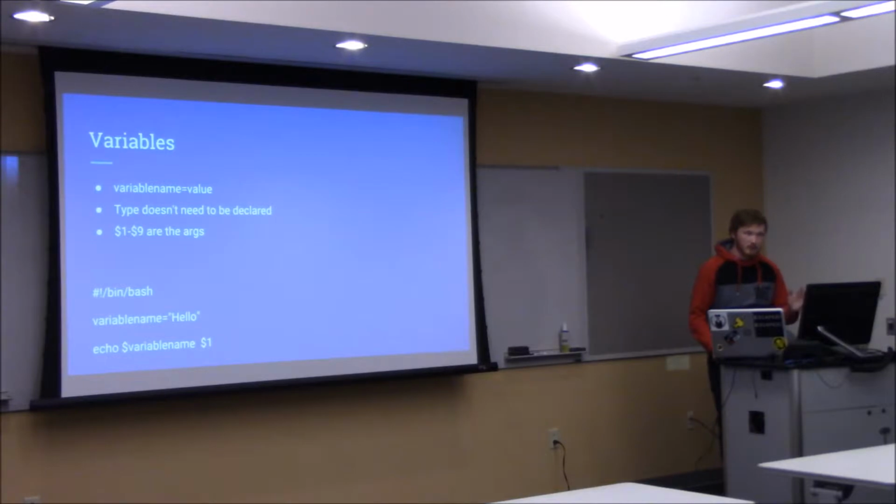The main one being $1 through 9, which are the arguments that are presented at the command line. There are some other ones, but those are the ones that matter the most. So with those, we can modify our hello world file a bit more.